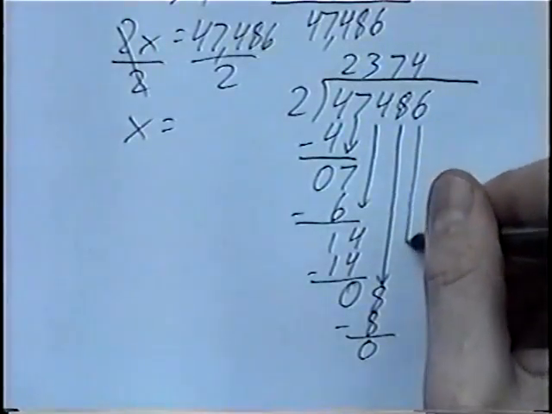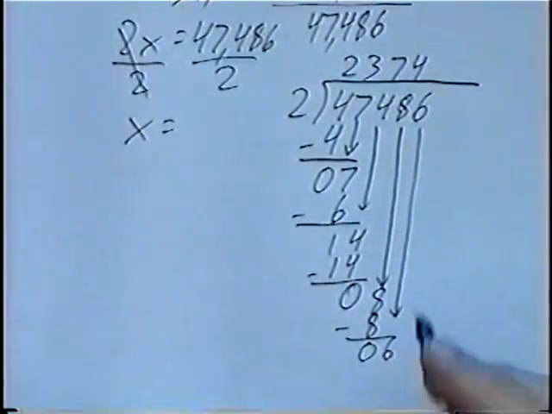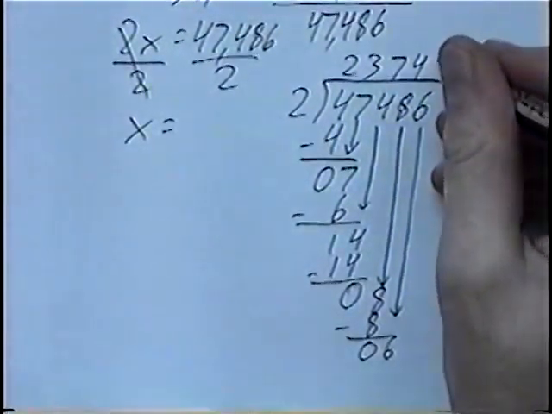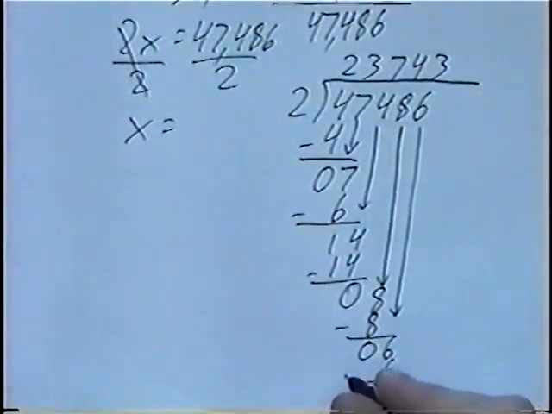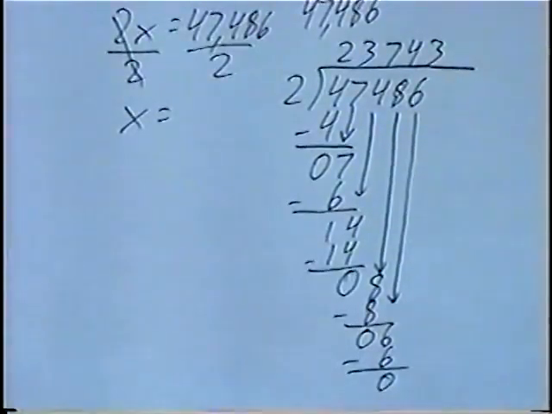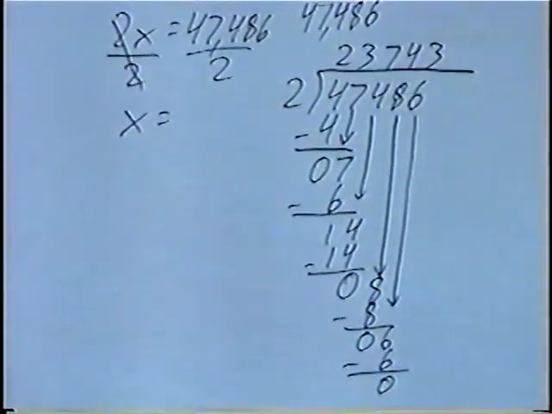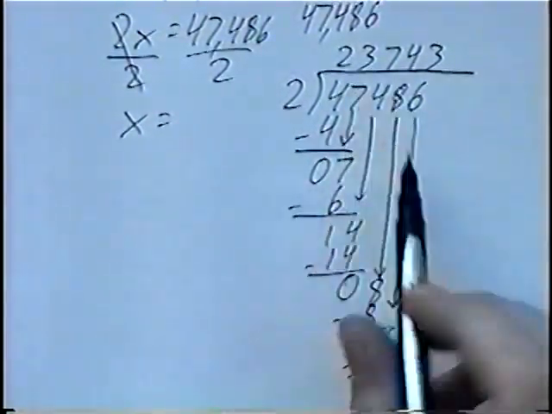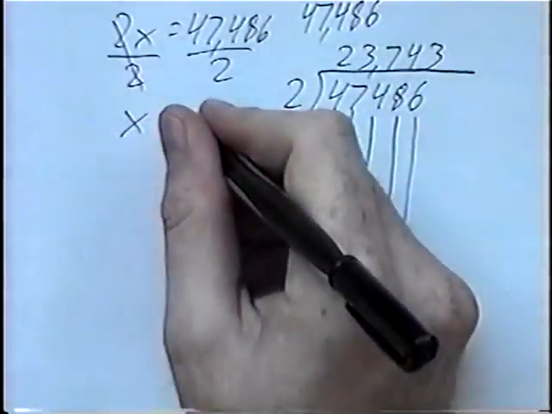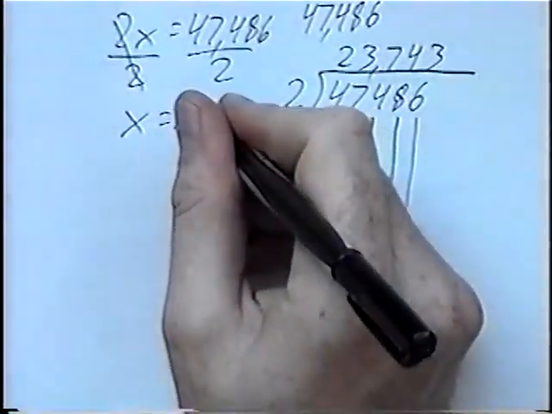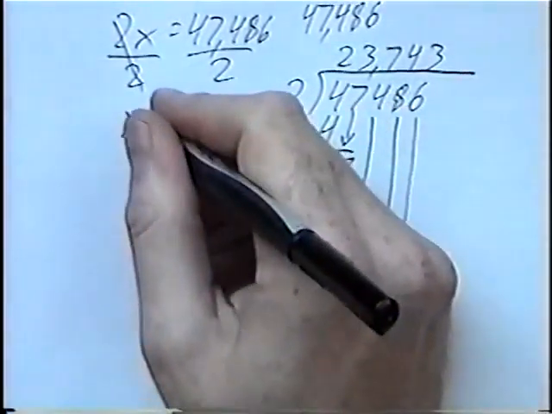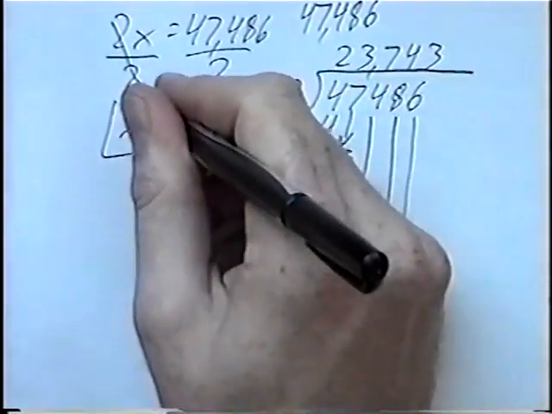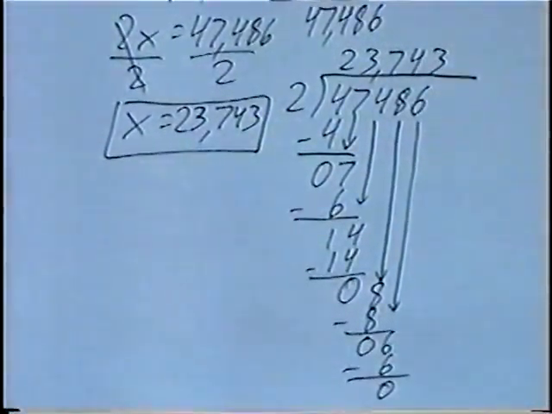And last number we'll bring down is 6. 2 into 6 would be 3. And 3 times 2 would be 6. Subtracting, which is 0, which means we have no remainder. So the answer, 23,743, is what x is equal to. 23,743. The amount of books that the library started with.